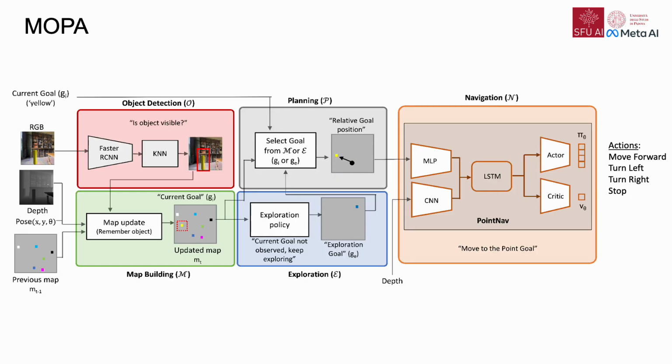Our model takes in RGB image, depth image, agent pose relative to its starting position, the current goal category, and generates one of 4 discrete actions. The modular nature of MOPA allows us to use different learned and traditional methods for each module.